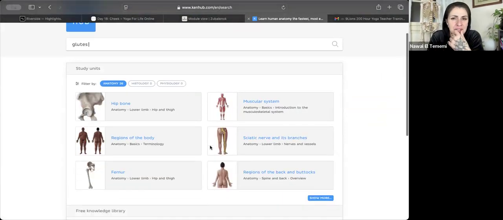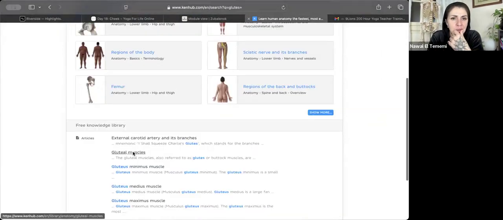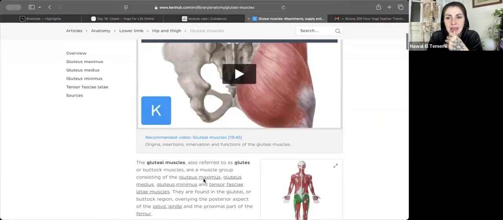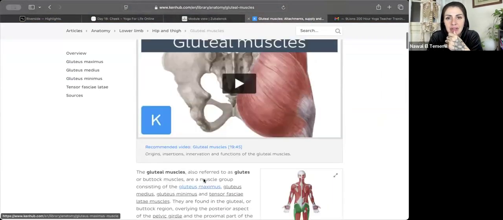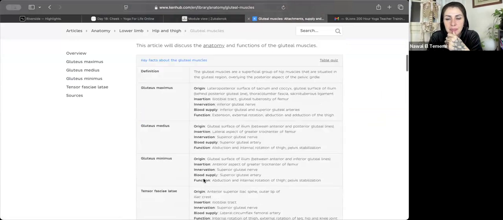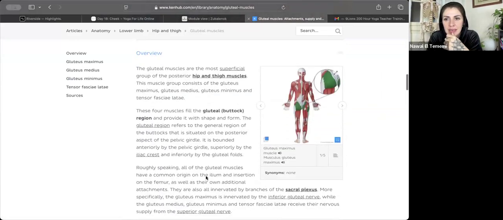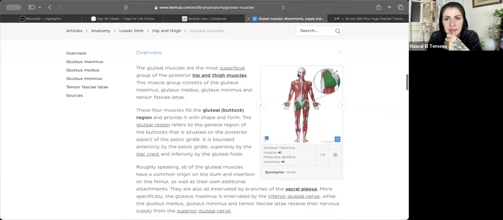Let's see if it comes up if I just say glutes. Yeah, cool. Glutes. Very important. Alrighty. How do I make this bigger?